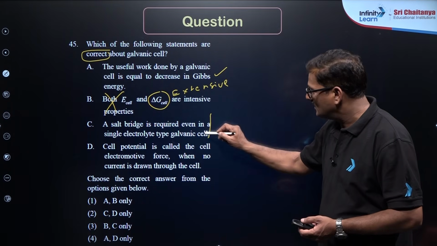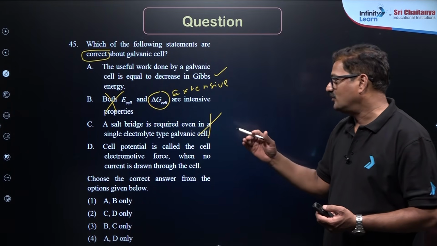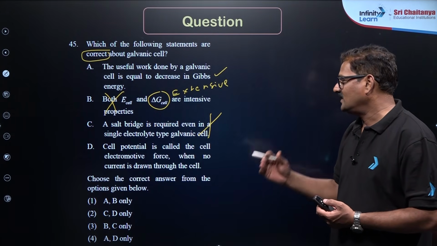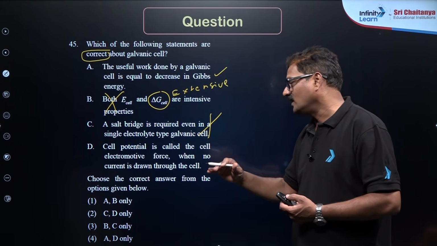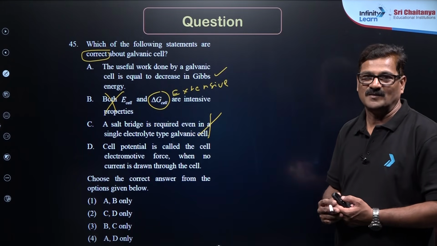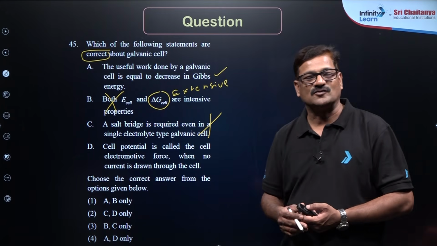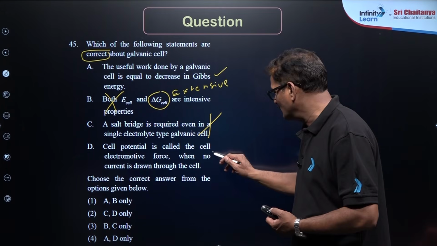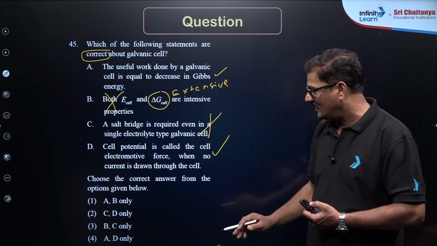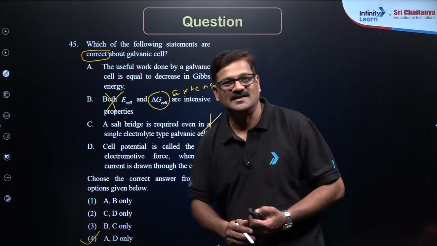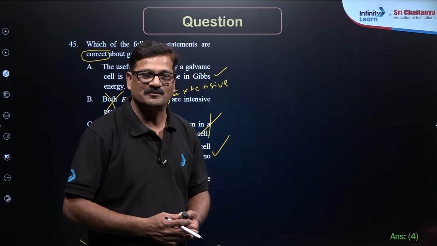So it is a wrong statement. And the potential is called the electromotive force when no current is drawn through the cell. So that is what is called electromotive force, which is technically correct. I could say correct statements are A and D, option 4 is the correct answer for this question.